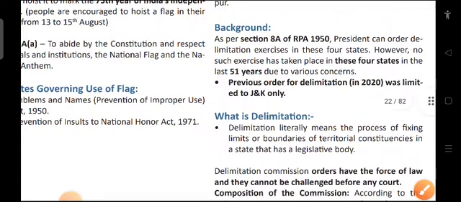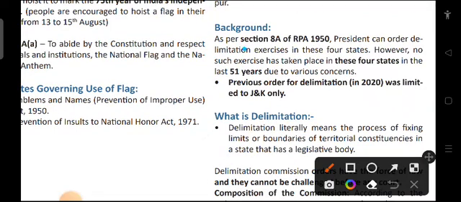What is the background? As per Section 8A of the RPA Act 1950, President can order delimitation exercise in these 4 states. However, no such exercise has taken place in these 4 states in the last 51 years. So, over the past 51 years, no delimitation has taken place. Previous order of delimitation in 2020 was limited to J&K only.